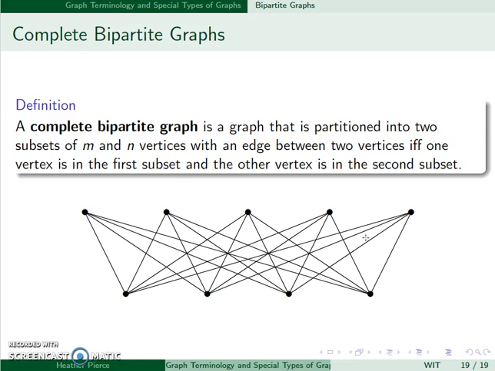So we can also have a complete bipartite graph. This is a graph that is partitioned into two subsets of M and N vertices. An edge connects two vertices if and only if one vertex is in the first subset and the other vertex is in the second subset. So for instance here, this is K5,4 because I have five vertices on the top, four vertices on the bottom, and every edge connects vertices from the first set to the second set. And in particular, every vertex at the top is connected to every vertex in the bottom set.